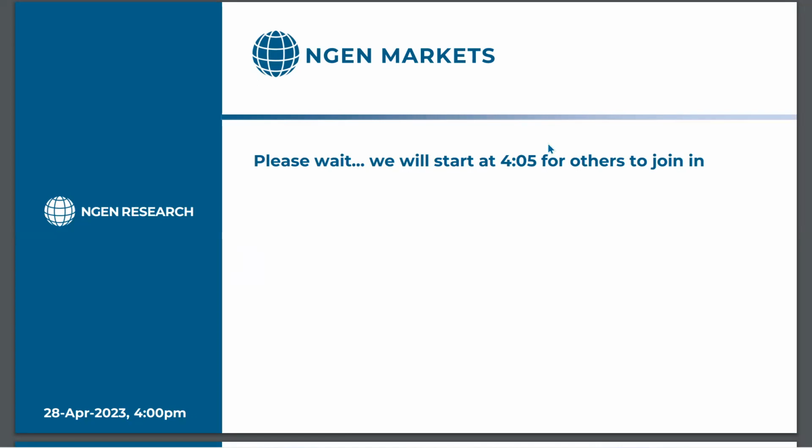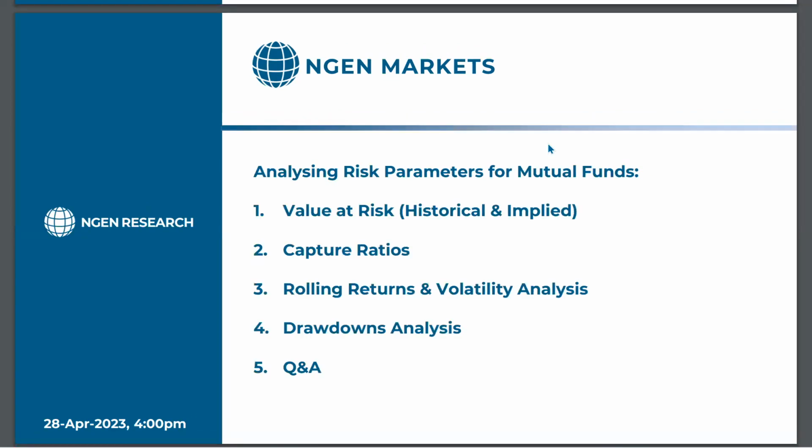We will discuss our topic for today. Today we are going to be analyzing risk parameters for mutual funds, and we are going to take a look at different sets of parameters like value at risk, which includes the historical and implied. We are also going to compare the difference between the historical and implied. Then we will take a look at the capture ratios, rolling returns analysis, volatility analysis, and to top it off, we will complete our session with the drawdowns analysis.